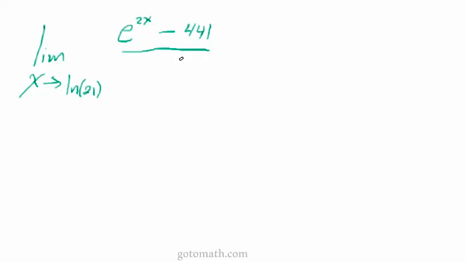We have the limit as x approaches 0. No, x not approaching 0. I've been working too many problems where x is approaching 0. Sorry about that. Let's erase that. X approaching the natural log of 21. You're probably like, what in the world is that? And then we have e to the 2x minus 441 over e to the x minus 21.